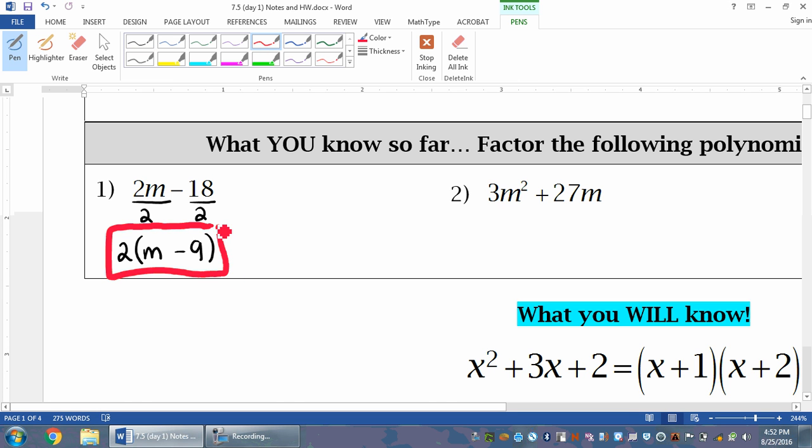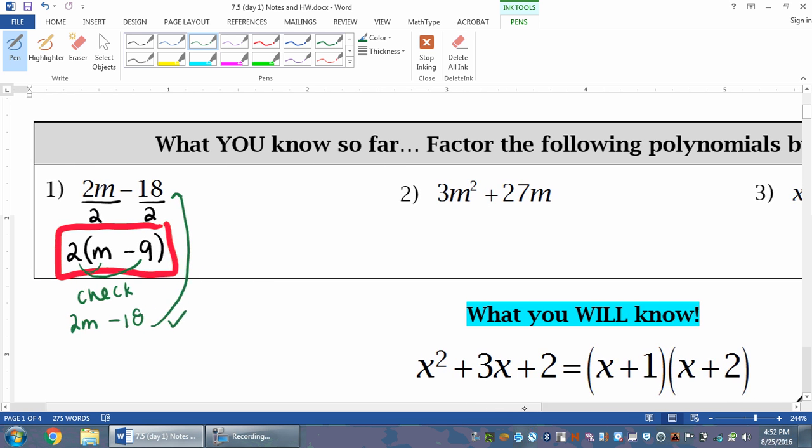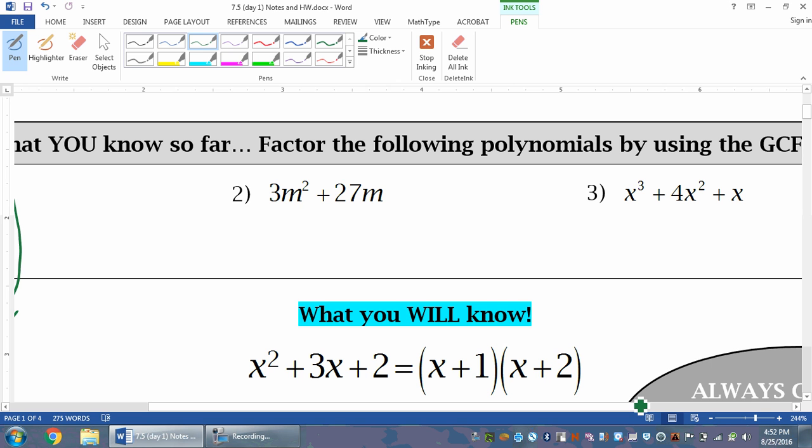Now remember, we can always check by redistributing. 2 times m is 2m. 2 times negative 9 is negative 18. Is that matching the original question? We know we got the answer correct. All right, let's go on to example number 2.